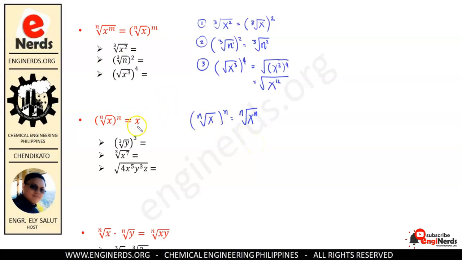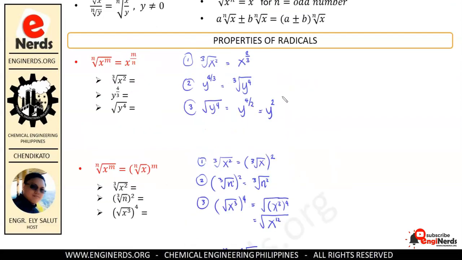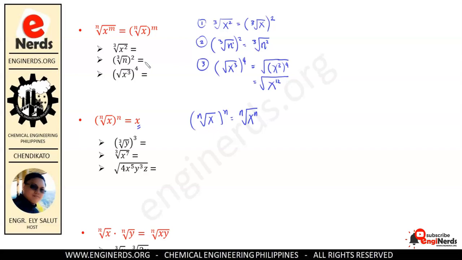Ngayon, ipapakita natin kasi kung bakit x ang naiwan dito. Because, we know from the first property na pinakita natin dito, okay, that this is equal to the fraction of exponent, no? So, we will have here x to the n over n. And we know that n over n is equal to 1. Okay, n divided by n is equal to 1. So we have here x to the 1 which is equal to x. So that's why this is equal to x.